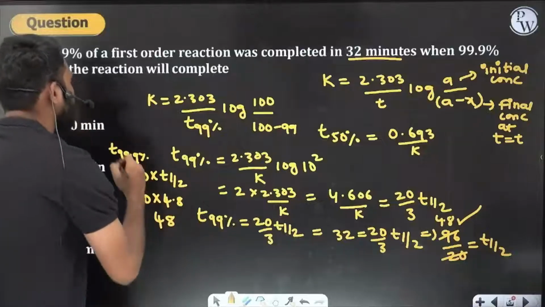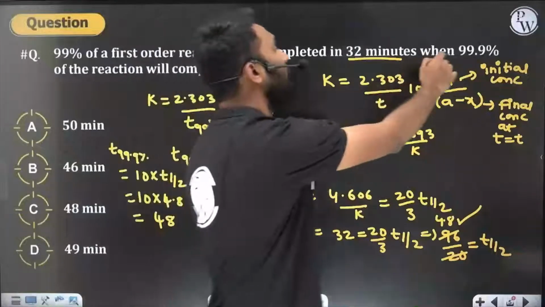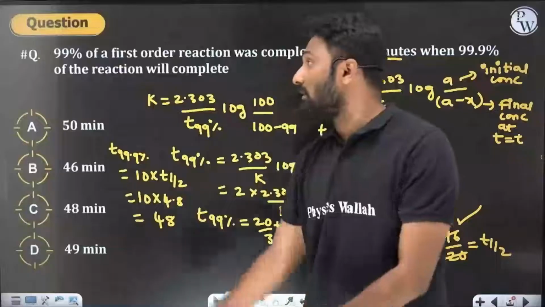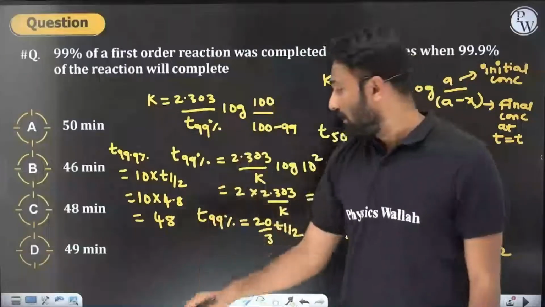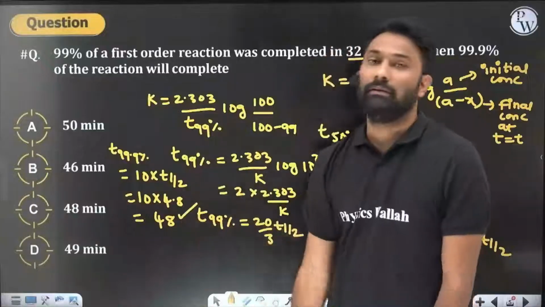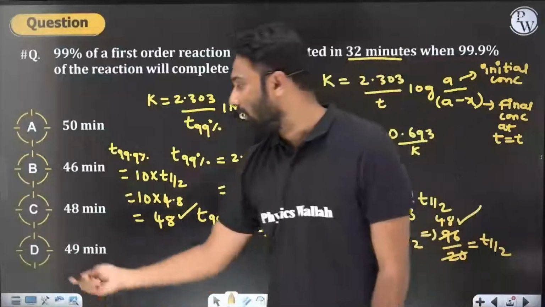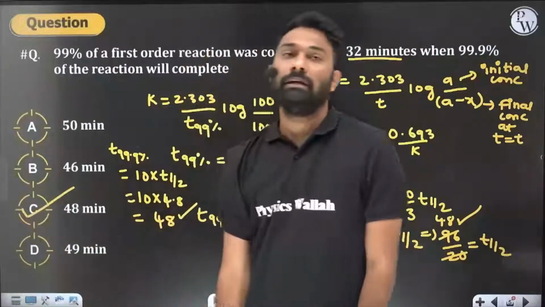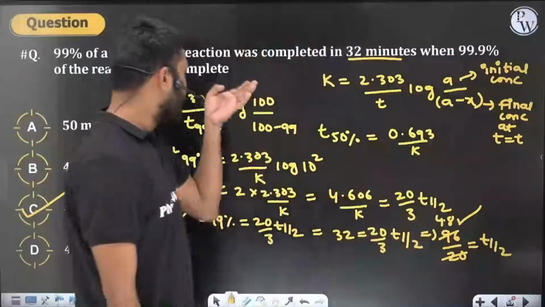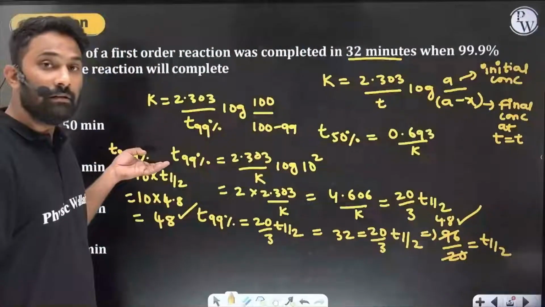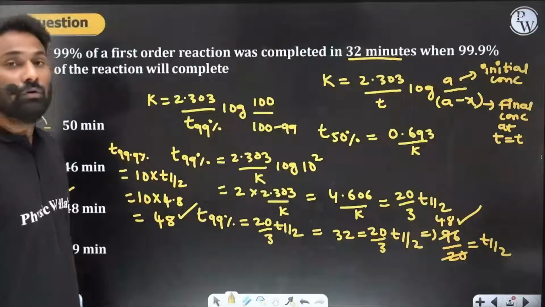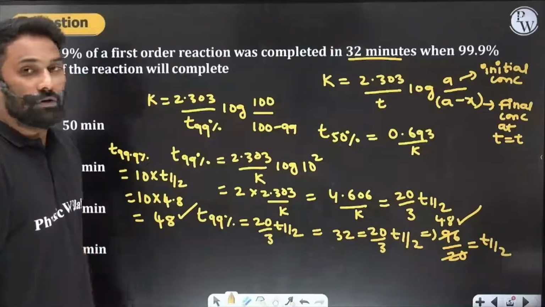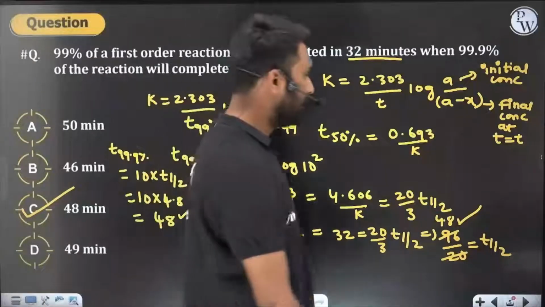48 minutes. T99%, when 99.9% of the reaction will complete. When will it complete? At 48 minutes. At 48 minutes, this reaction will complete. In the same way, this derivation can be done. For T99 is equal to 10 into T of. Okay. Next question.